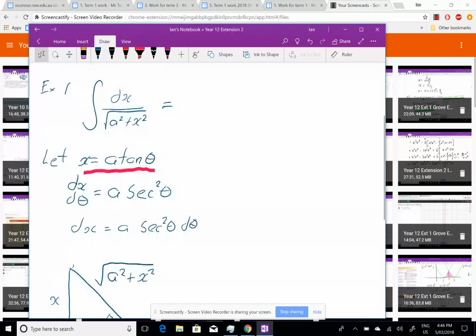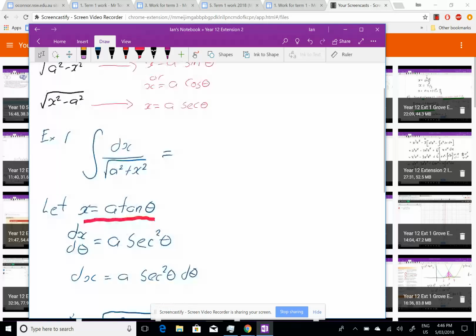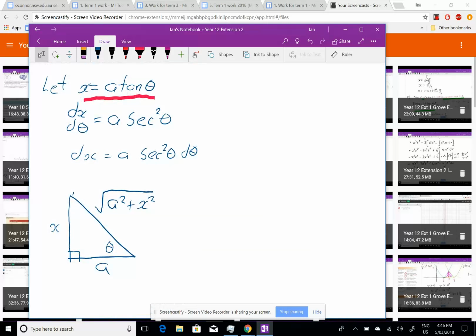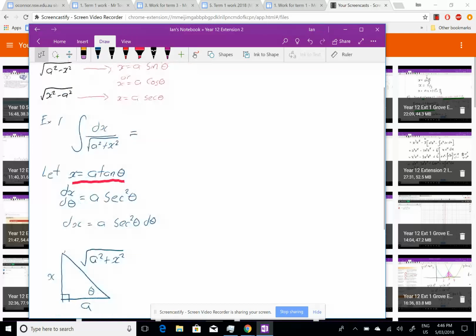So when you're trying to think, oh, what do I use? If you pick the wrong one, you'll end up with the wrong equation. So if I'd picked sine, I would have ended up with the wrong thing. And you'll see when we do one of the sine ones how it works out.